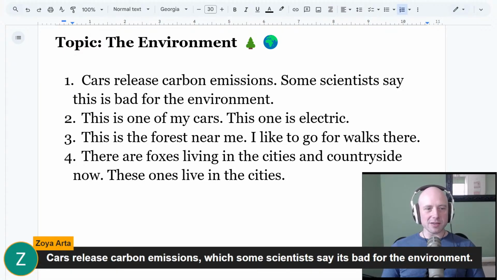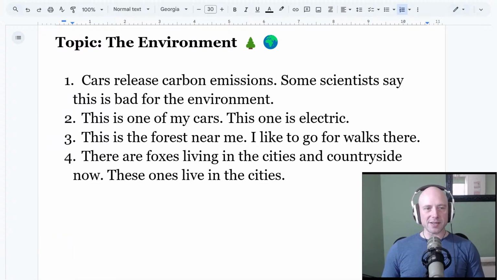That's correct, Zoya. Well done. Cars release carbon emissions, comma, which some scientists say is bad for the environment. Well done. So we need the comma there. It's extra information. Okay, what about situation 2?